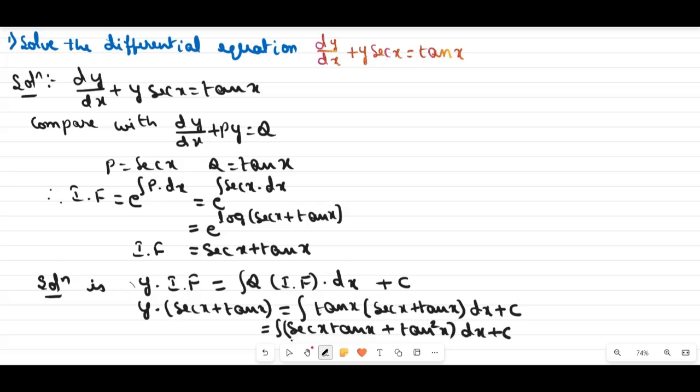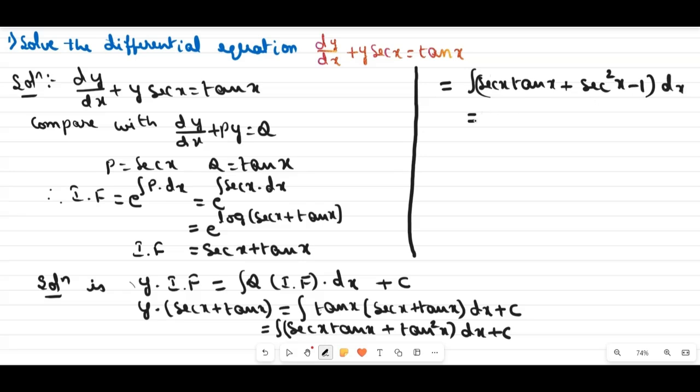Now we should integrate this. We know the integration of secant x into tan x, but we don't know the integral of tan square x. So let me keep the integral of secant x tan x as it is. Plus, tan square x can also be written as secant square x minus 1. Now directly we can integrate everything. Secant x tan x integration is secant x, plus secant square x integration is tan x, minus 1 integration is x, plus c.